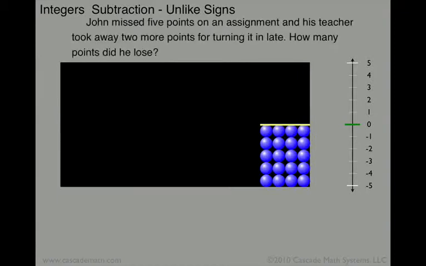John missed 5 points on an assignment, and his teacher took away 2 more points for turning it in late. How many points did he lose? Since John lost 5 points on the test, I represented this using 5 negatives. Negative 1, negative 2, negative 3, negative 4, negative 5. I need to subtract the positive 2 points that his teacher took away, but I don't have any positives to subtract from. Your teacher is now going to pause the movie while you finish the problem. He or she will restart the movie when they're ready to go on.